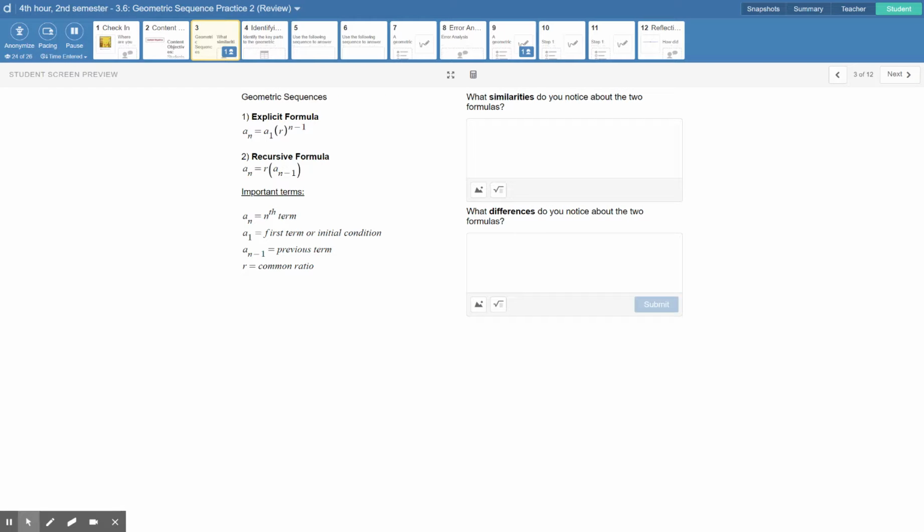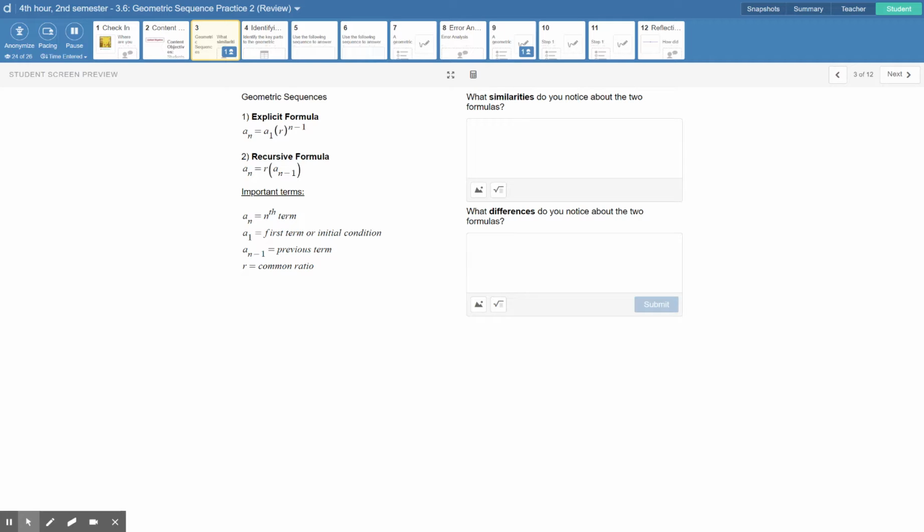So for 3.6 geometric sequence practice number 2, which is our review for the assessment, on slide number 3, it's just what are some similarities, what are some differences. So I just want you guys to think about both of them involve the common ratio, because we are talking about geometric in this case. You can use the important words a sub n, which is the nth term. So both are trying to find whatever term we're looking for.